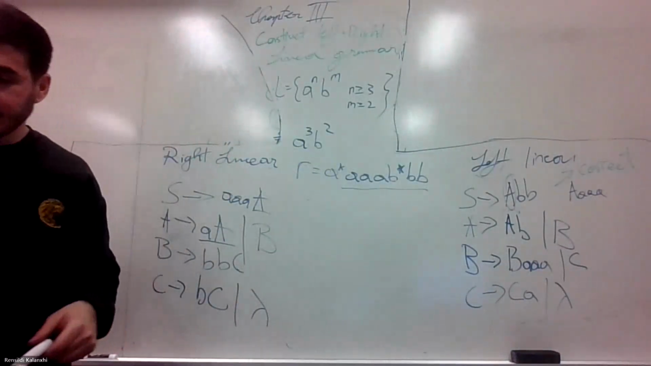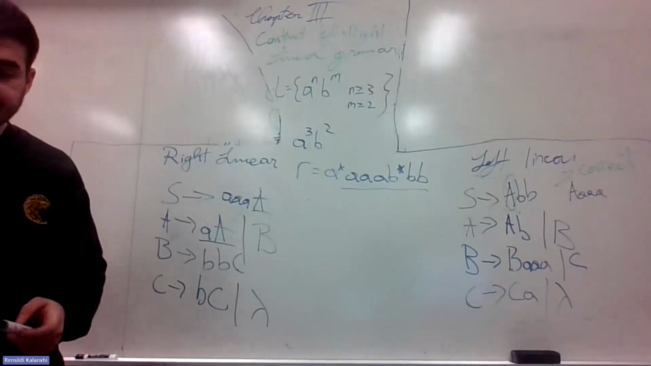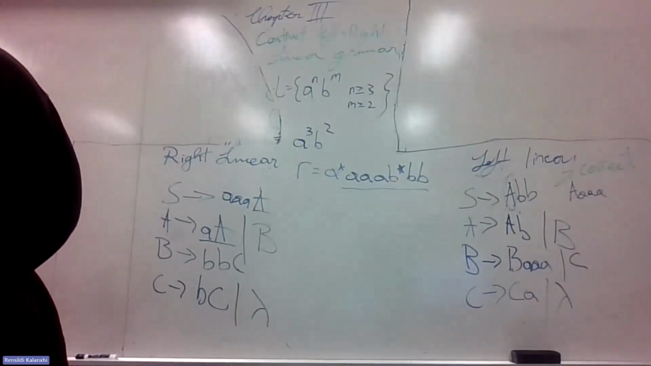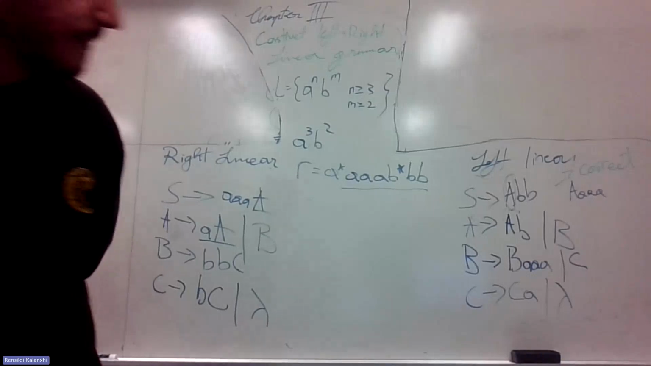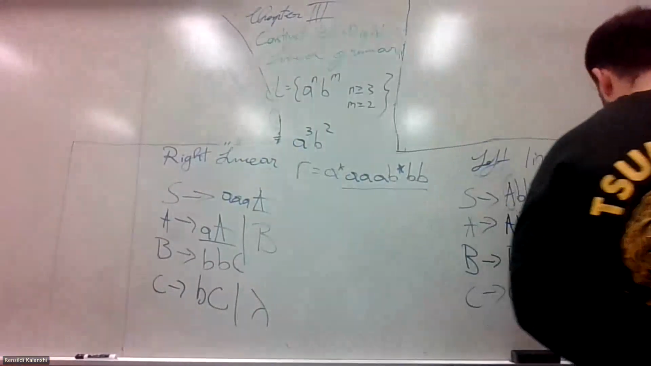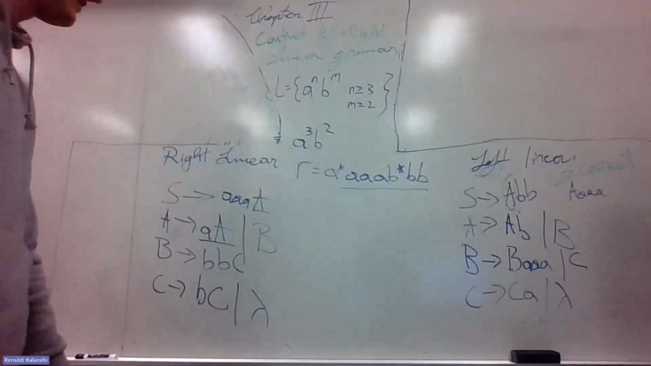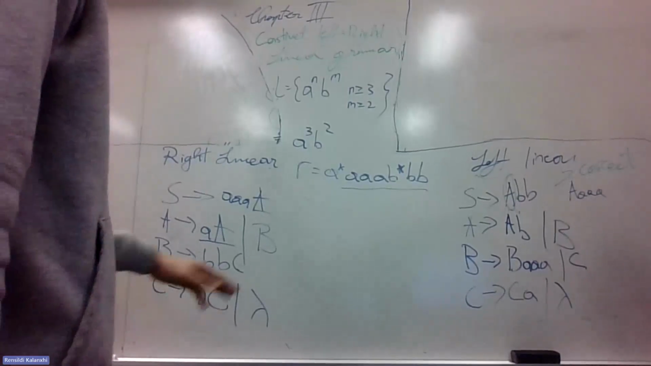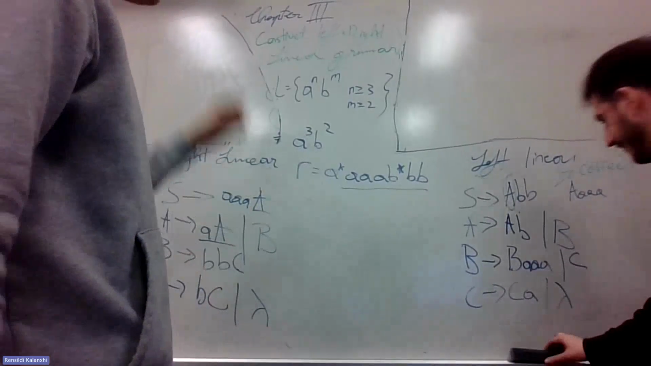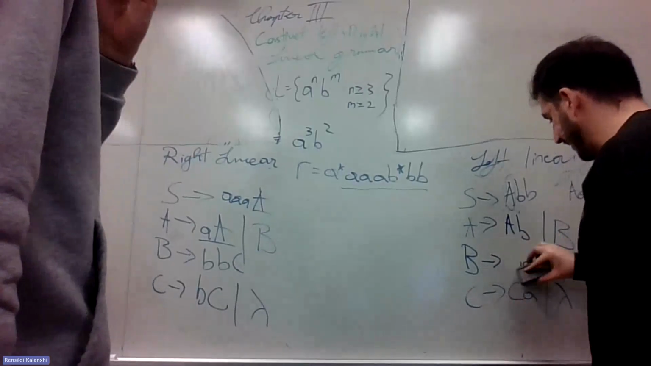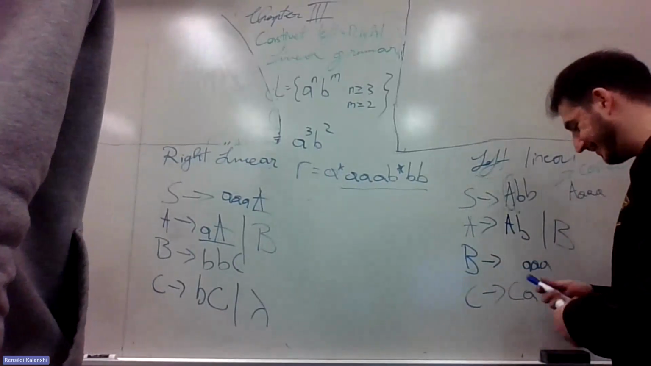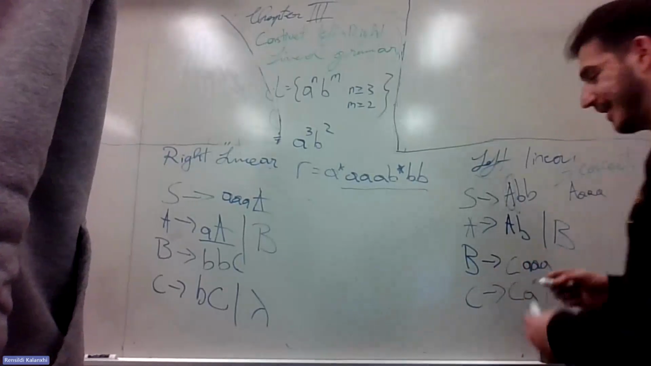Wait. No, for B, it should be CAA. CA, right? Yeah, for B, you put BAA. Yes, it should be BAA. Why'd you do that, bro? Because this only has BBC. I was correcting you too, bro. I was saying, yeah, you're right. I was just trying to figure it out myself without looking at the notes.